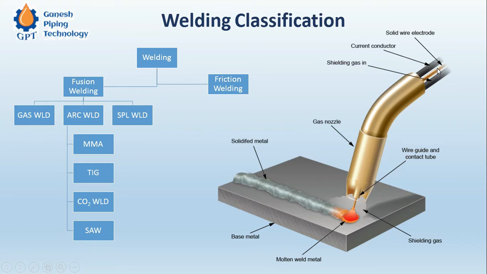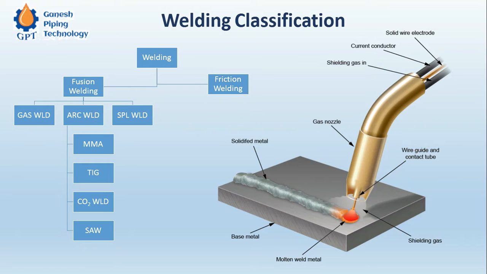which is molten because of the high temperature of an arc, and that external metal which is deposited is called the filler metal. So these two concepts we have to keep in mind, the base metal and the filler metal. Now moving forward, we will see how this welding classification is done.